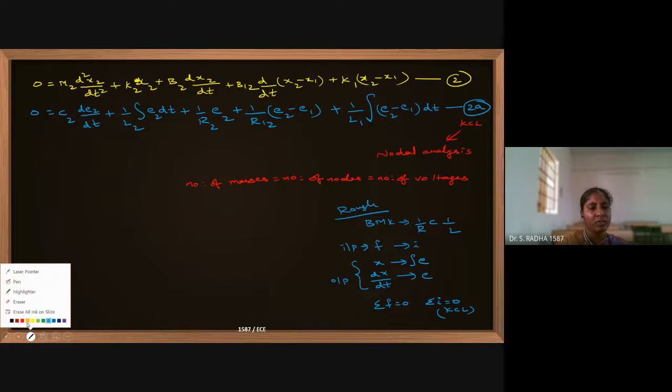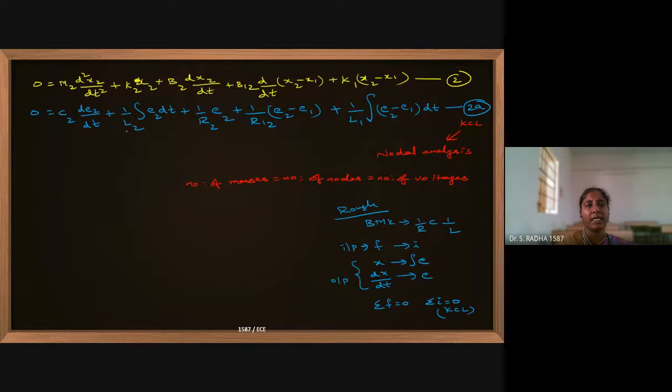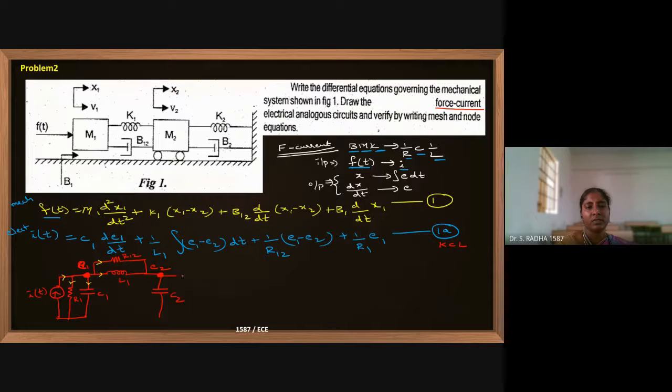Now I am going with the circuit diagram. C2 dE2 by dt. So C2 is related only to E2 voltage. So I will be drawing the C2 capacitance, which is connected only to E2. Next, second term, 1 by L2 integration E2 dt. It is related only to the second voltage. So I will take one inductor, L2, connected only to E2.